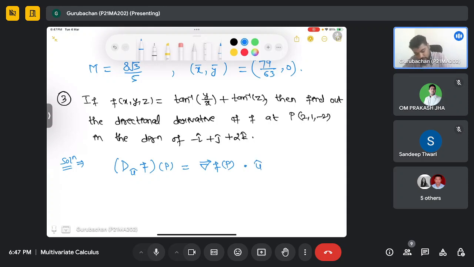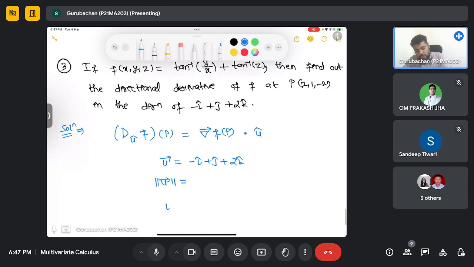Okay, so we have been given not a unit vector, but a vector, minus i cap plus j cap plus 2k cap. So first of all we have to calculate its magnitude and convert this into a unit vector. So this will be under root of (minus 1) square plus 1 square plus 2 square, which is under root 6. So the unit vector will be minus 1 by under root 6 i cap, 1 by under root 6 j cap, 2 by under root 6 k cap.